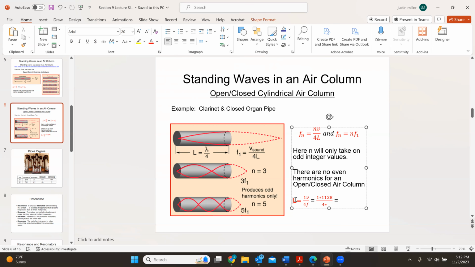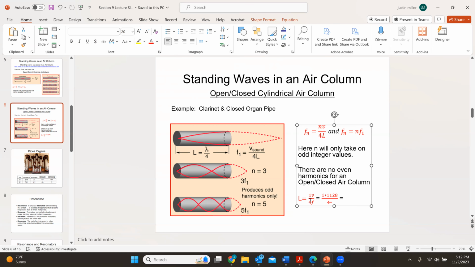You get this expression. L is equal to 1, that's our n value, first harmonic, 1 times V. V is going to be our 1,128 feet per second, the speed of sound in air. That quantity divided by 4 times the fundamental frequency. So this would be F sub 1 here because we're saying n is equal to 1.